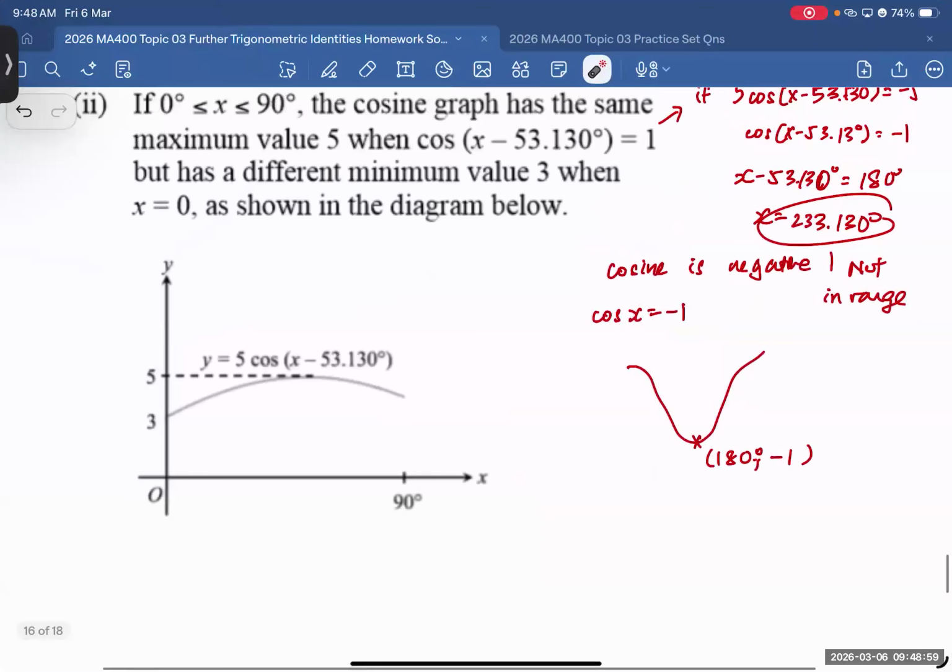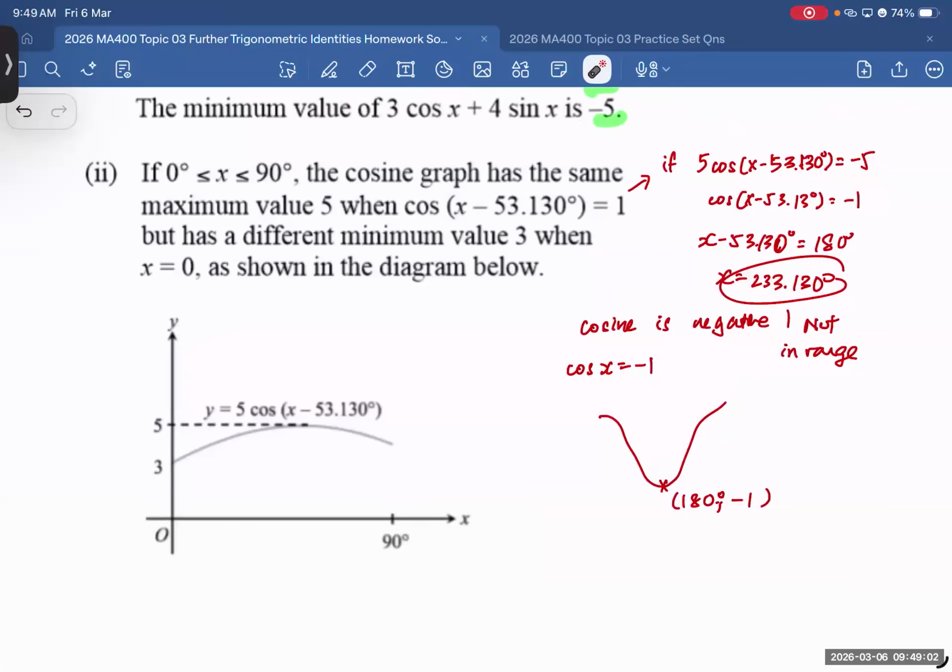So just stay here a while more for those who need to copy anything. The minimum value will be 3, because this graph right now you're going from 0 to 9. So the minimum value will no longer be -1. Cosine can never hit -1. Correct? Okay, so another thing is you need to be able to translate the graph.